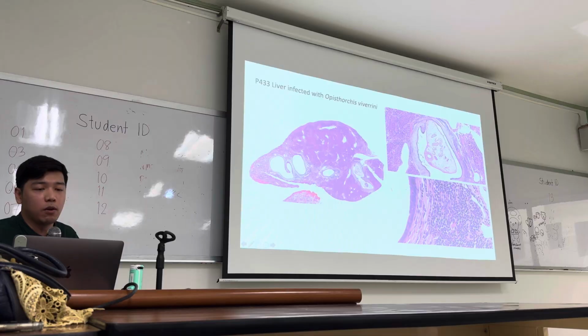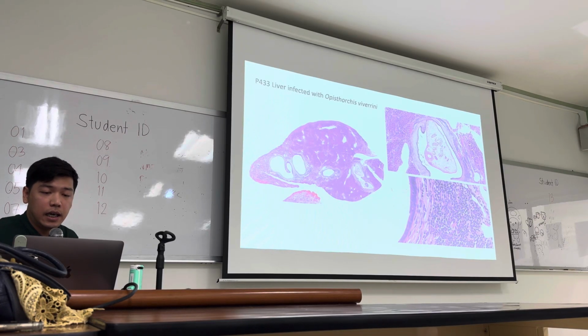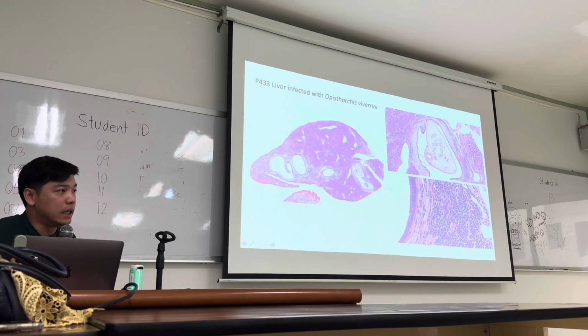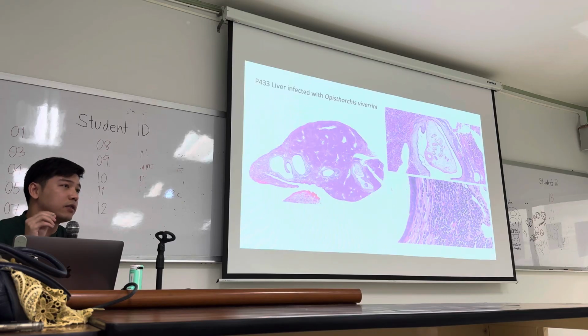Okay, this is the histopathology of the liver tissue. You can see low magnification. This is the area of infection with Opisthorchis viverrini. When you zoom into this tissue, you can see the parasite here, and surrounding it you can see lymphocytes, because this is chronic inflammation or a chronic condition. Therefore, lymphocytes should accumulate in this region.